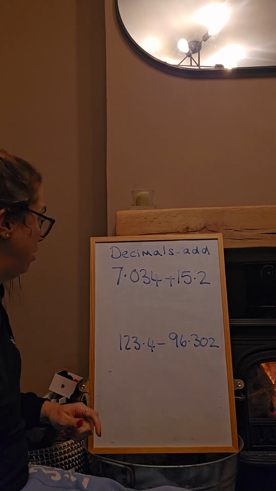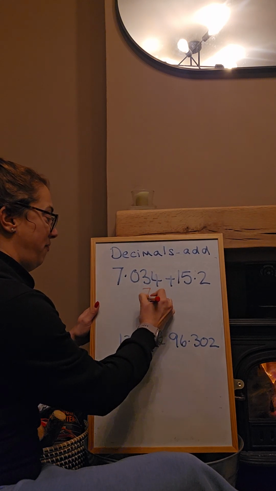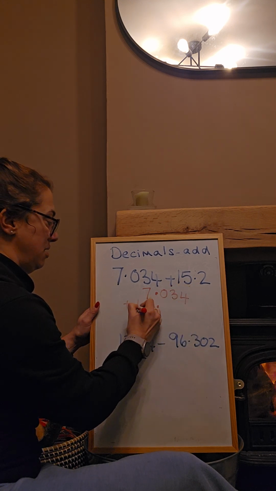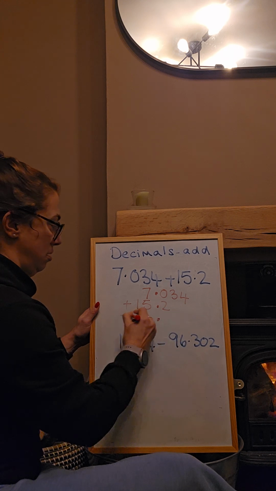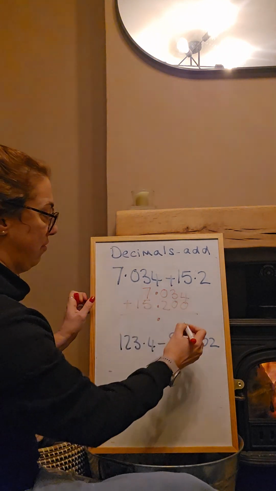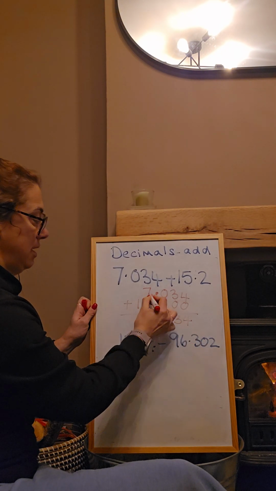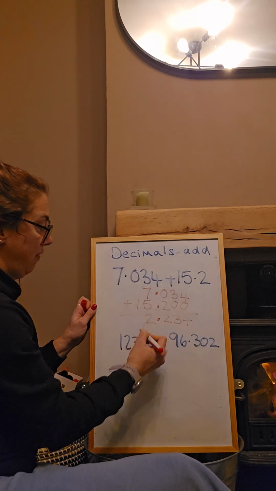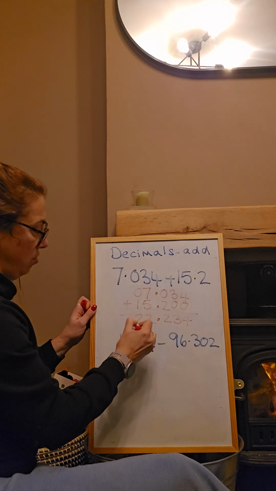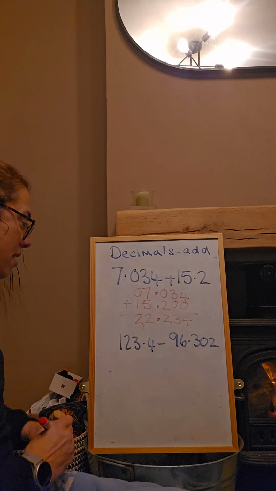Okay, first one. So, put my dot in. I've got my 7 in front, my 0, 3, 4 after, my plus sign, 15 goes in front, and 2 after. Because I've got spaces, if I need to, I can put my zeros in. 4 plus 0 is 4, 3 plus 0 is 3, 0 plus 2 is 2, 7 plus 5 is 12, carry the 1, 1 plus 0 is 1, add this one on is 2. I should end up with 22.234.